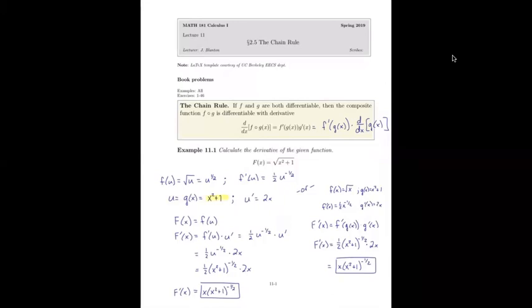So our function capital F of x is equal to lowercase f of u. And by the chain rule, we can write the derivative of capital F as f prime of u times u prime. In other words, f prime of u times g prime of x, possibly, right? In this case, I just kept it all as u's. And then we can just put the pieces together. We know that f prime of u is 1/2 u to the negative 1/2, times u prime.